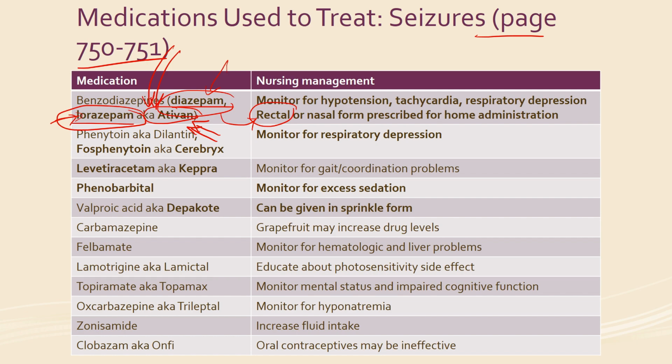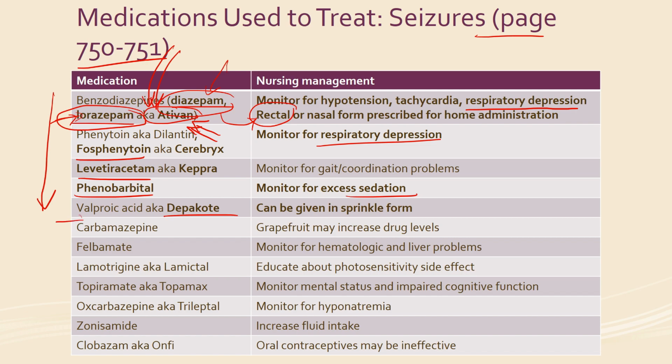Fosphenytoin is also a popular one. Keppra, phenobarb, Depakote, so valproic acid. So you'll see this kind of move in this direction, right? Starting with your benzos, like diazepam and lorazepam, and then moving down. A lot of them have very similar side effects like respiratory depression and sedation. So just be mindful of that.